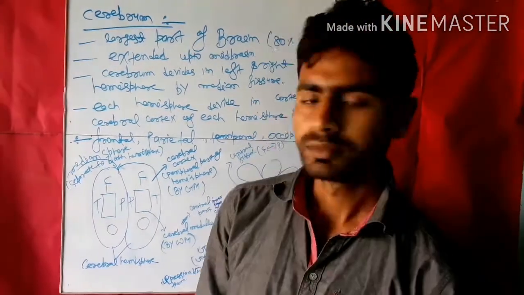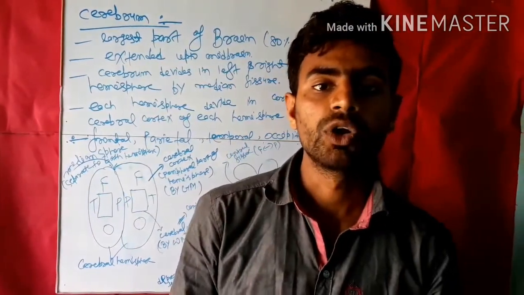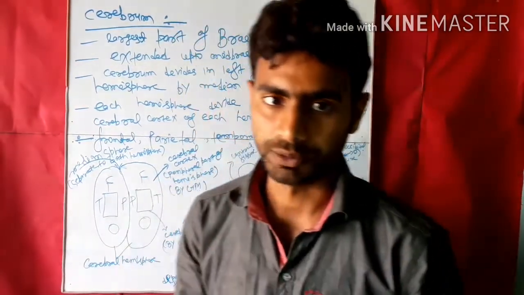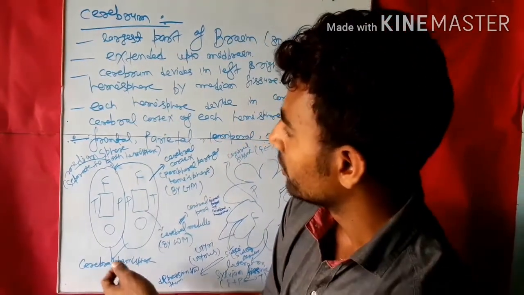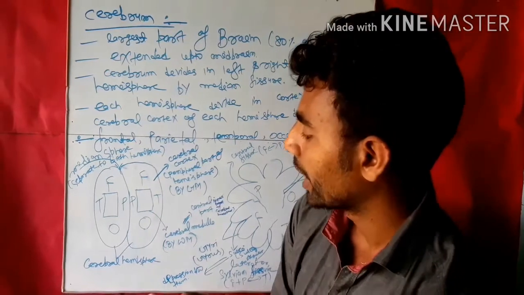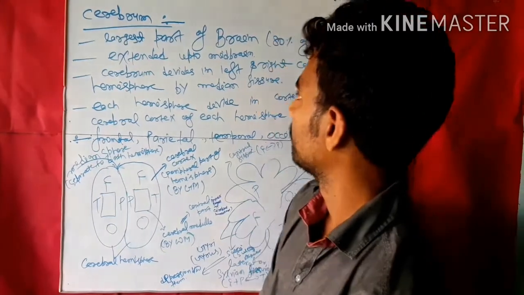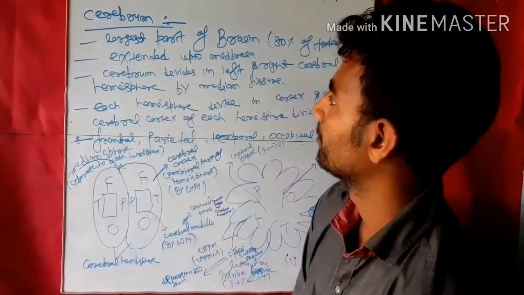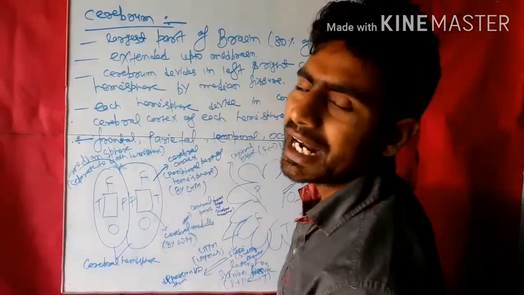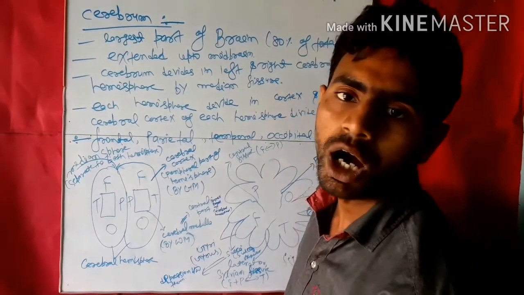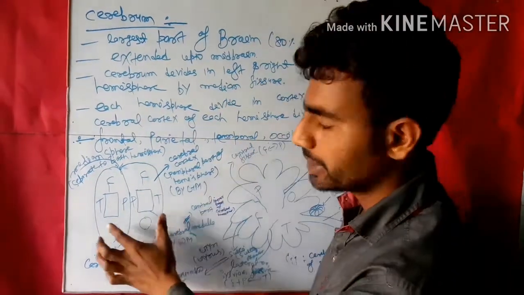Next, these hemispheres are connected by a nerve fiber called the corpus callosum. Here you can see that this is the left cerebral hemisphere and this is the right cerebral hemisphere. The cerebrum, the largest part of the brain, 80% of the total, extends up to the midbrain, and it is divided into the left and right cerebral hemispheres by the median fissure.